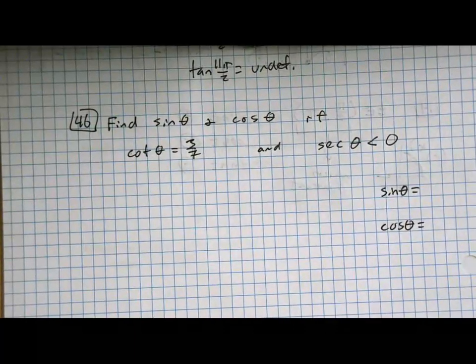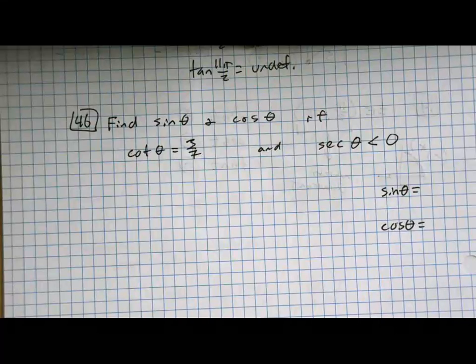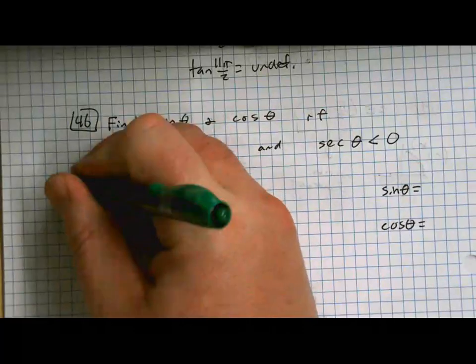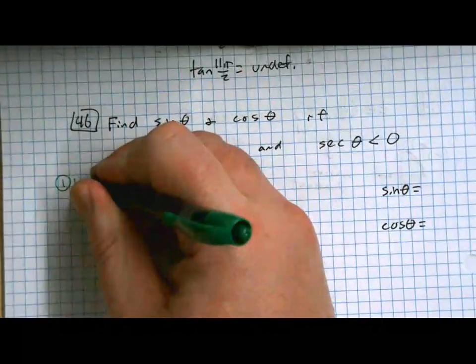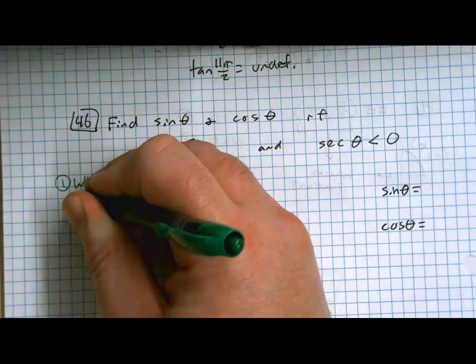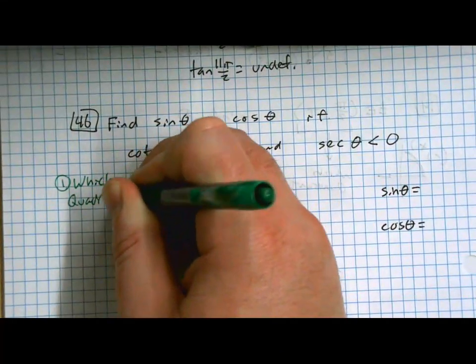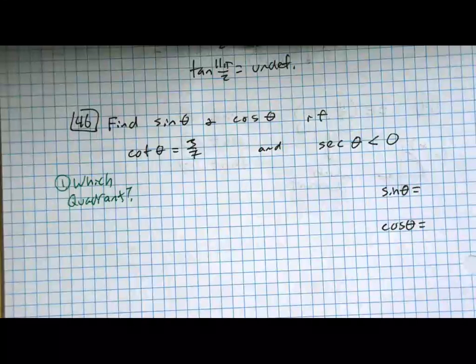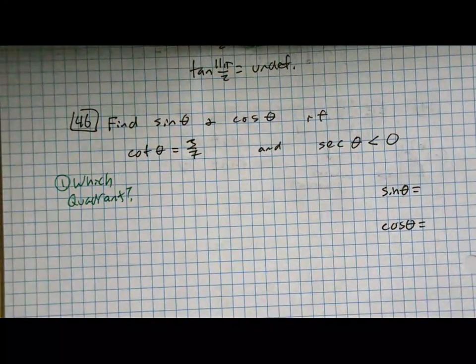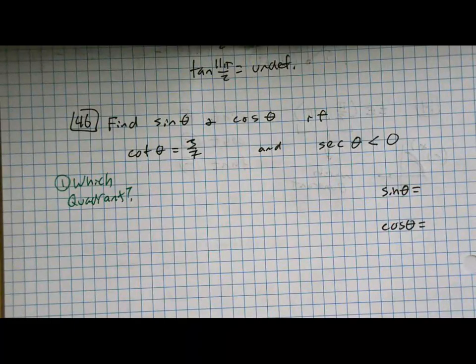So the big thing that we have to do at first is figure out which quadrant. So the number one question that we're going to ask is which quadrant? And they're always going to give you enough clues to figure this out, and it's usually going to be based around sine, cosine, and tangent and whether they're positive or negative.